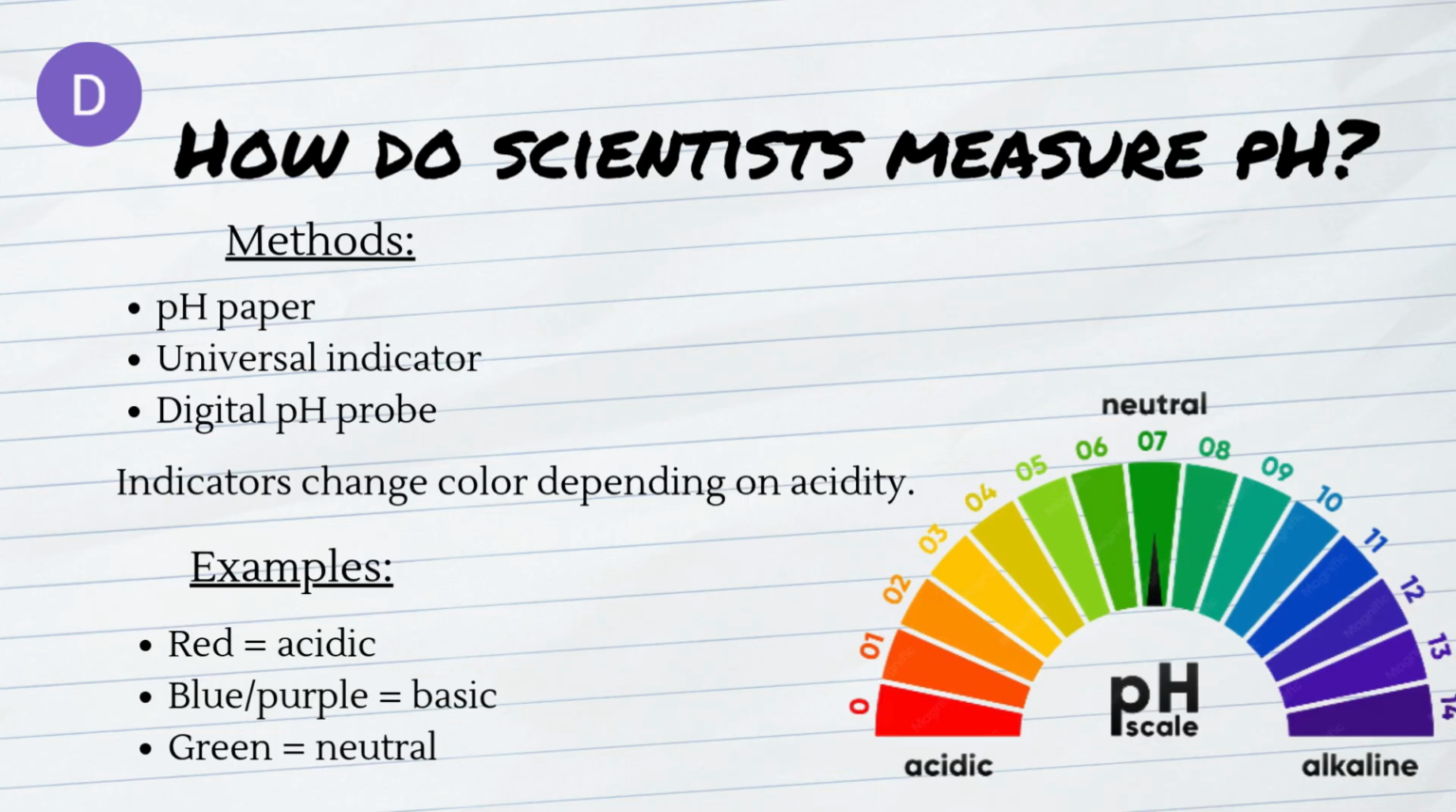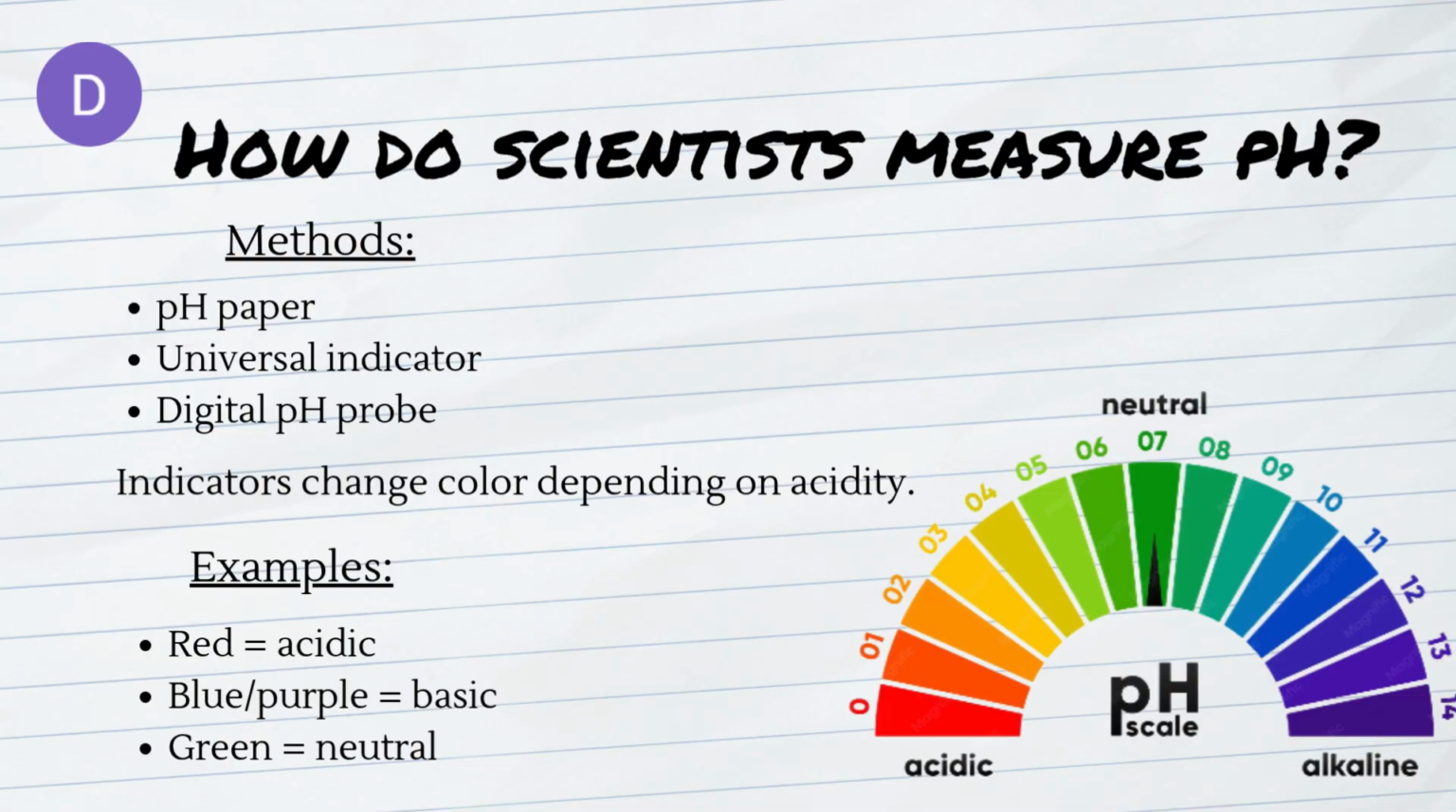The other method is the universal indicator. This also changes color depending on the pH of the substance, but it can give us a wider range of colors across the pH scale. We can also use the digital pH probe, which gives us a numerical pH reading. This is useful when we need a more precise measurement.